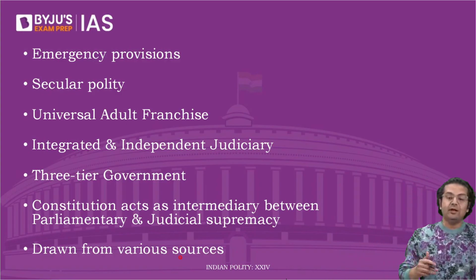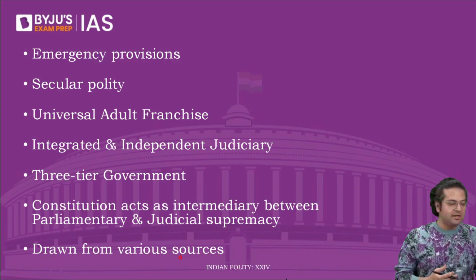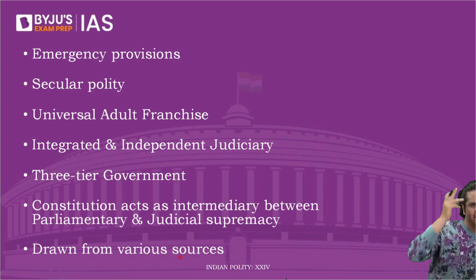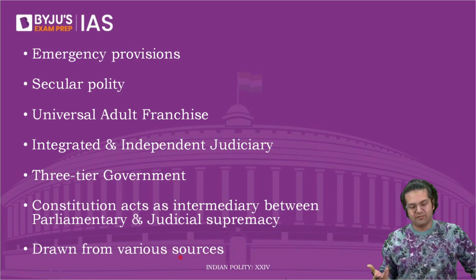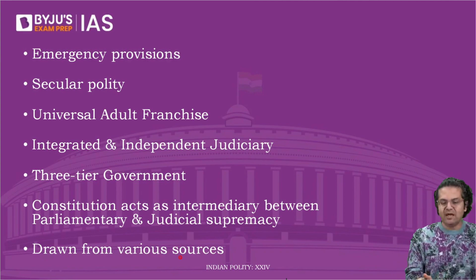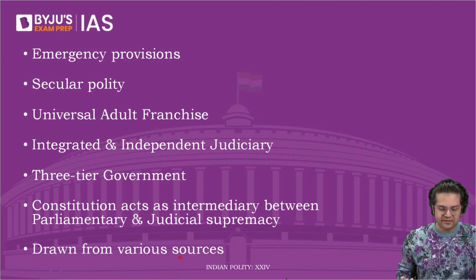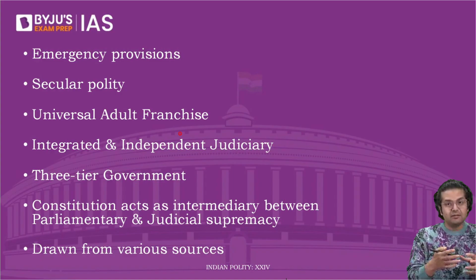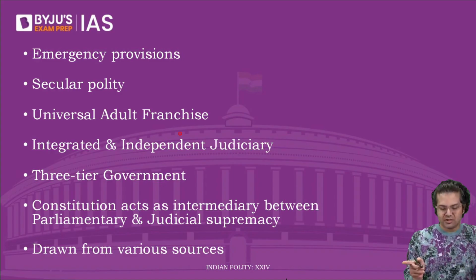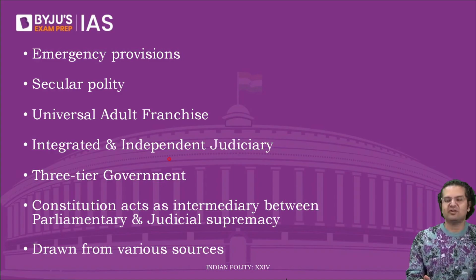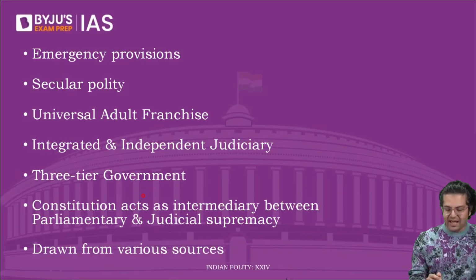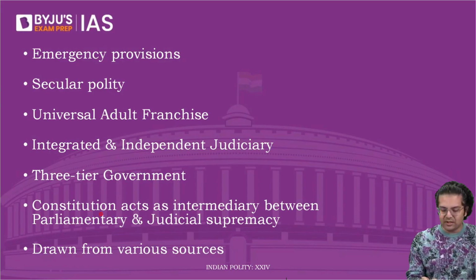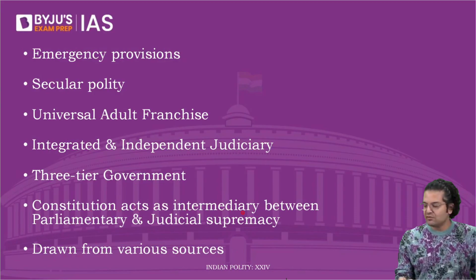Then secular polity. So what is polity? Polity is form of government, first class only. Secular form of government. We have UAF, Universal Adult Franchise. We have an integrated yet independent judiciary. We have a three-tier government structure now: the central, the state, and the local. And the constitution acts as the intermediary between parliamentary and judicial supremacy.